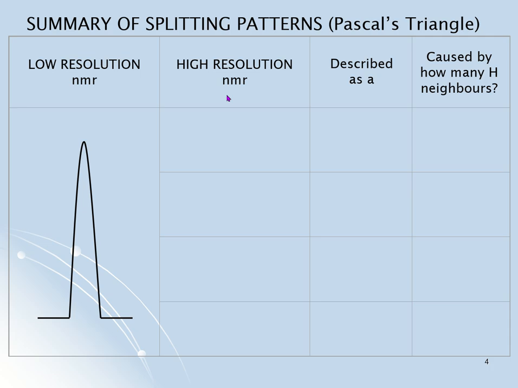So, if we look at splitting patterns, we can see that in low resolution NMR we only ever get a peak like we have on the left. Every single peak is like that. But in high resolution NMR it's more complicated. So we will have, for example, this peak here. That's the simplest peak we would get in high resolution NMR. And that's described as a singlet. And that tells us that n+1 is 1, singlet. So the number of hydrogens on the adjacent carbon must be 0.